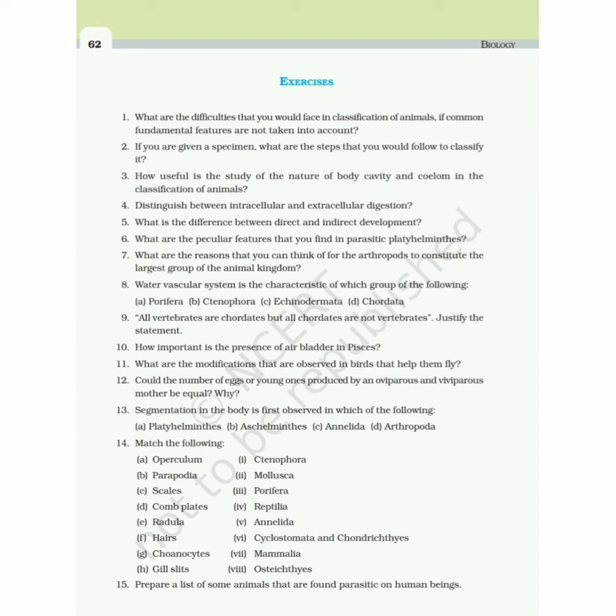Exercises. 1. What are the difficulties that you would face in classification of animals, if common fundamental features are not taken into account? 2. If you are given a specimen, what are the steps that you would follow to classify it? 3. How useful is the study of the nature of body cavity and coelom in the classification of animals? 4. Distinguish between intracellular and extracellular digestion. 5. What is the difference between direct and indirect development? 6. What are the peculiar features that you find in parasitic platyhelminthes? 7. What are the reasons that you can think of for the arthropods to constitute the largest group of the animal kingdom?